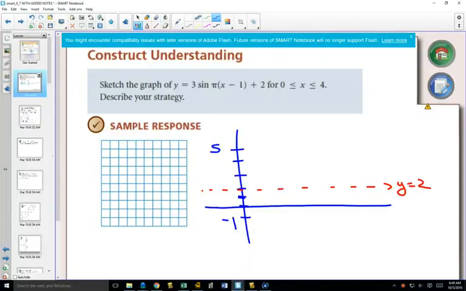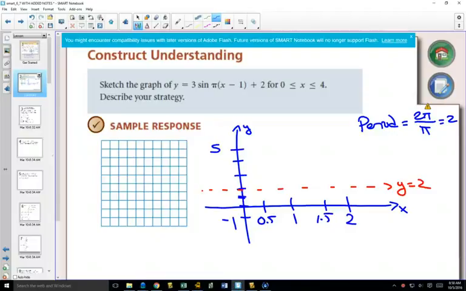Our period is 2 pi over our b value. And this time our b value has pi in it, and those pi's will cancel out, and you just get 2. So you mark 2 somewhere along your x-axis. Split it into 4 equal sections: 0.5, 1, 1.5, and 2. And then we can temporarily graph, because we've done the d, the a, and the b values. We can temporarily graph it, and then we can do our shift afterwards.